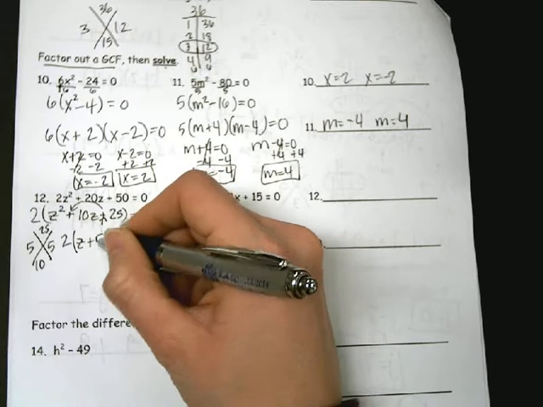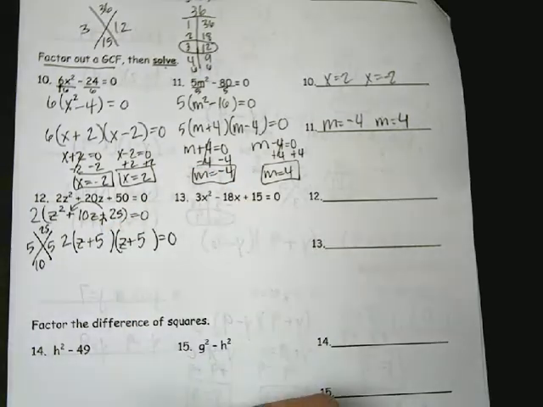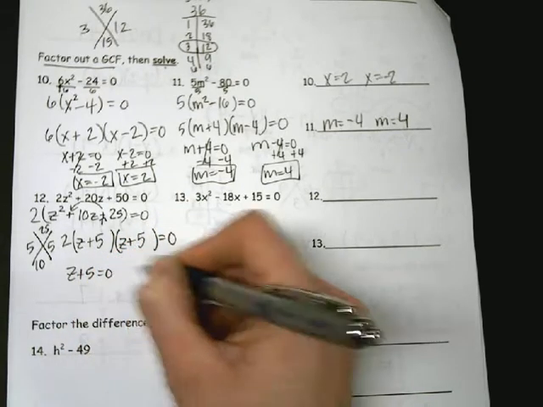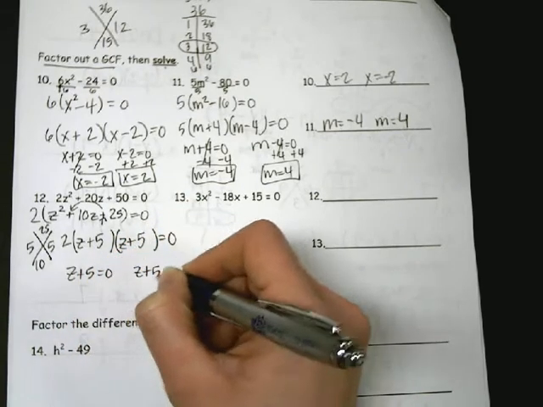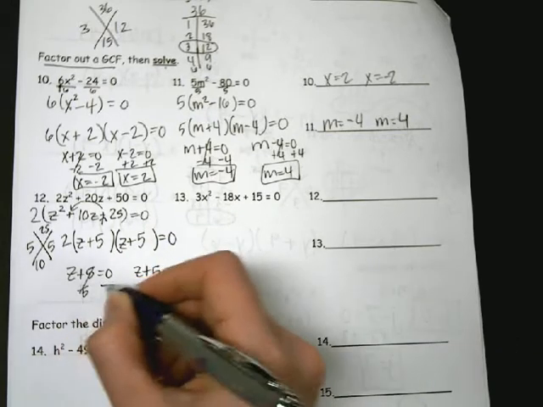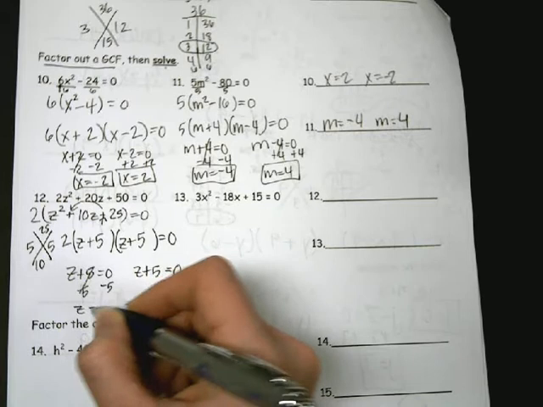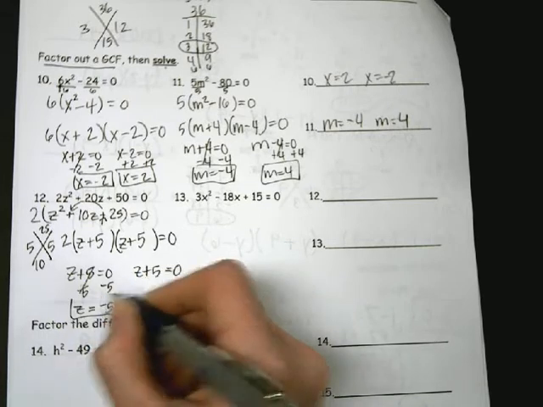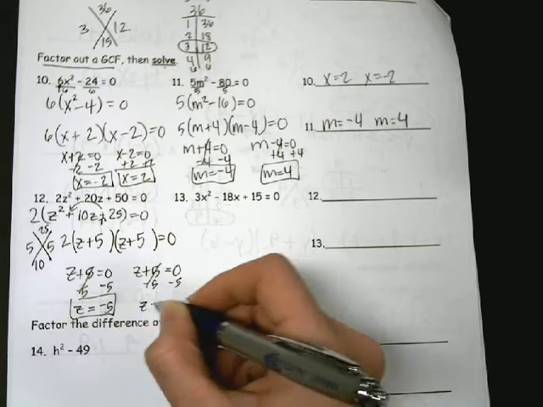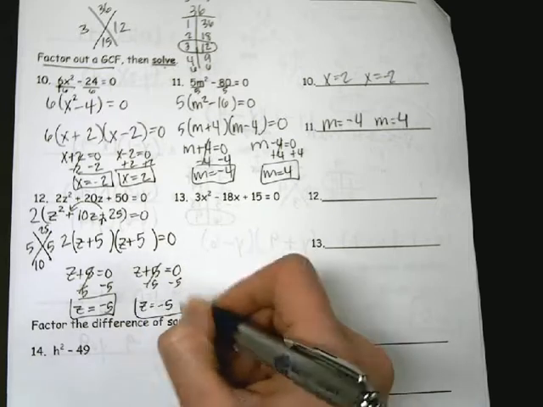From here, you set each parenthesis equal to 0. So z plus 5 equals 0 and z plus 5 equals 0. I know that's going to give me the same answer, but it's a good habit to get into, to set each parenthesis equal to 0. It's going to give me z as a negative 5. Z equals a negative 5.